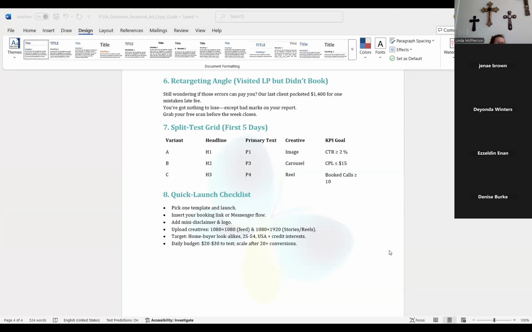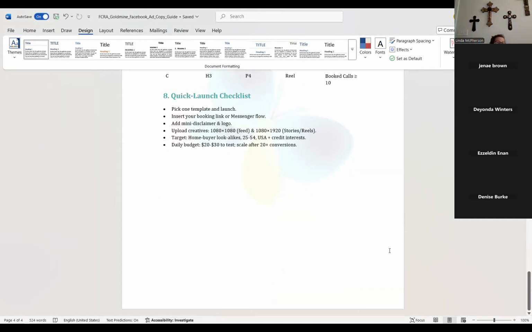Everyone will receive this as well, and like I said, this is really just for ideas. I would not start with Facebook ads if you've never done them. I would probably just use some of these headlines in your own marketing, wherever that is, as well as your emails, to see if anybody in your lead base wanted to do a free FCRA scan. It's an idea.